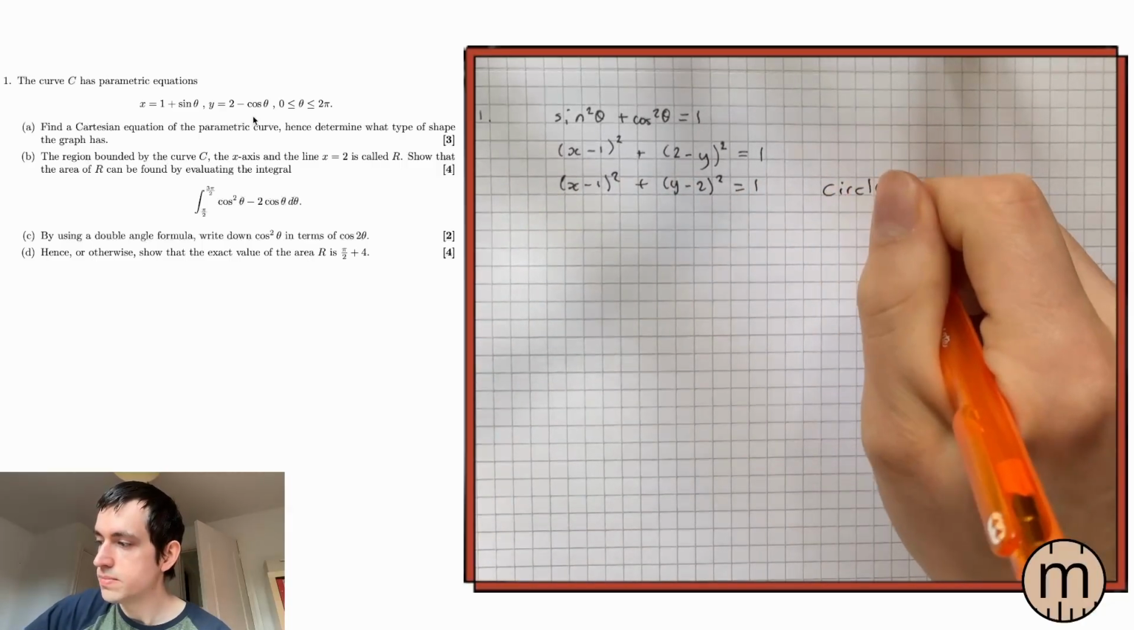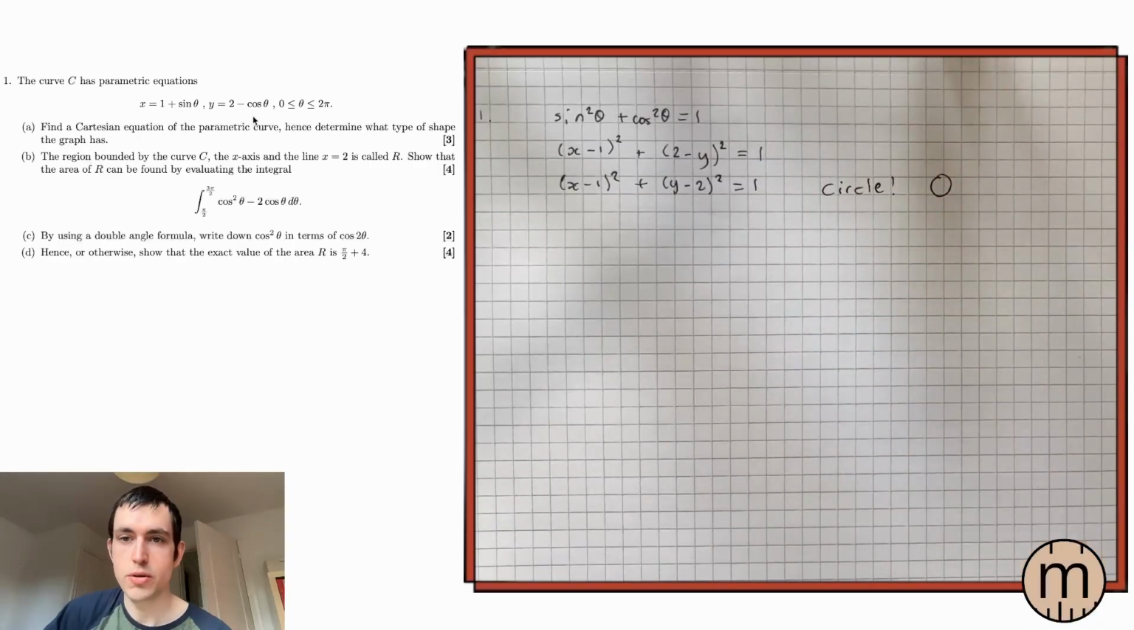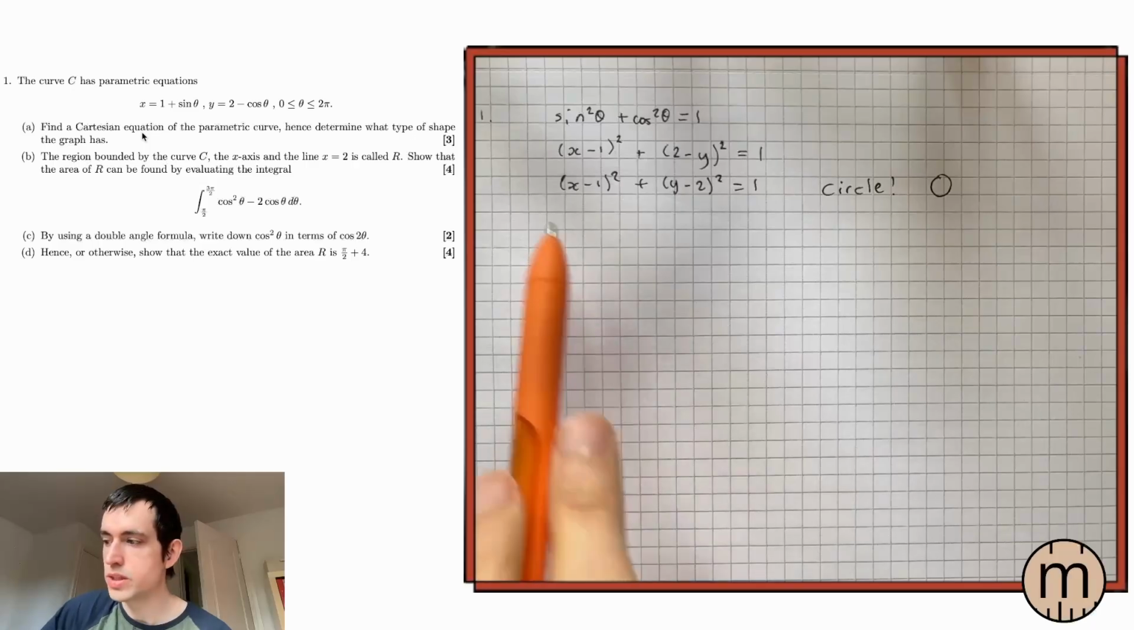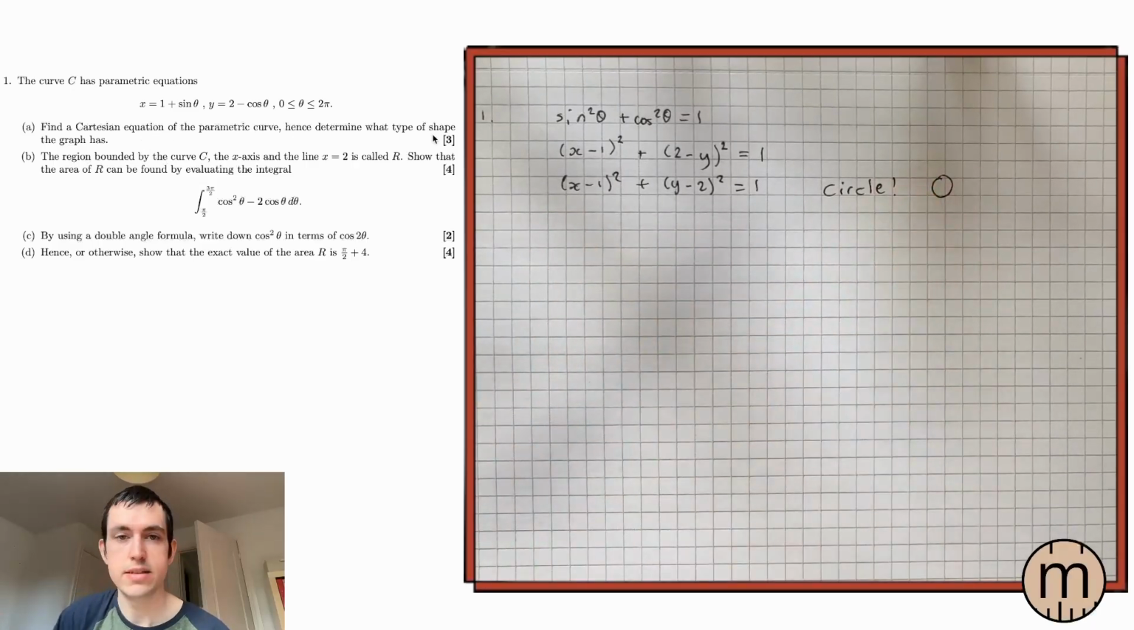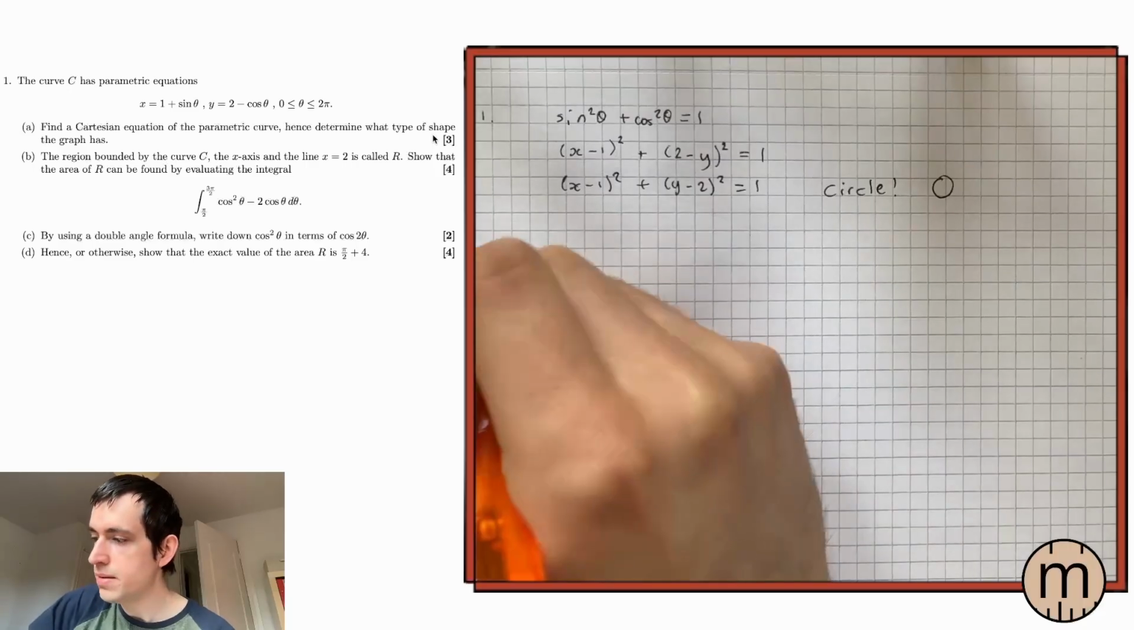This is a circle. I'll draw a picture there if you're not sure what they look like. So we have found the Cartesian equation, which is this, and we have determined what type of shape the graph has, which is this. Now for part B.